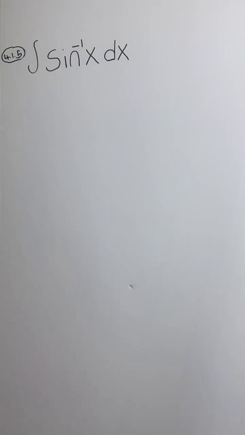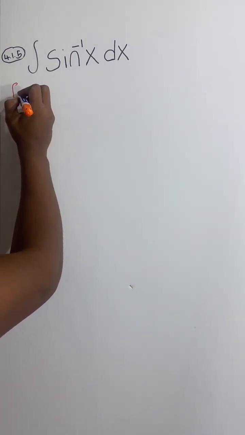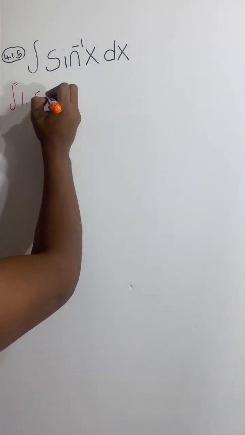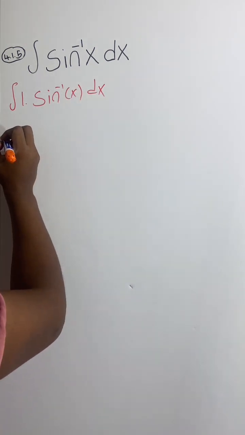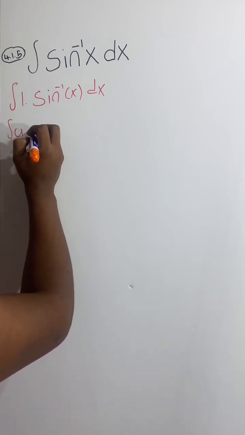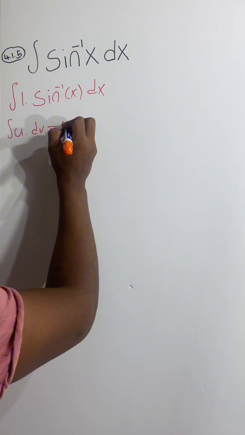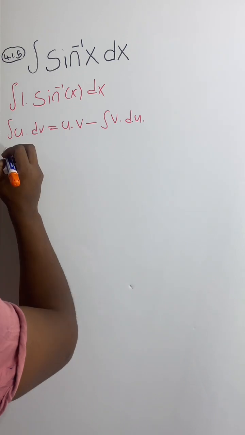Question 4.1.5, we have to evaluate the integral of the inverse of sine x dx or arcsine of x dx. There is no specific method that we can use to evaluate this integral, so we resort to integration by parts. We'll have 1 multiplied by arcsine of x dx. Since we will be using integration by parts, we'll have the integral of u dv is equal to u multiplied by v minus the integral of v du.